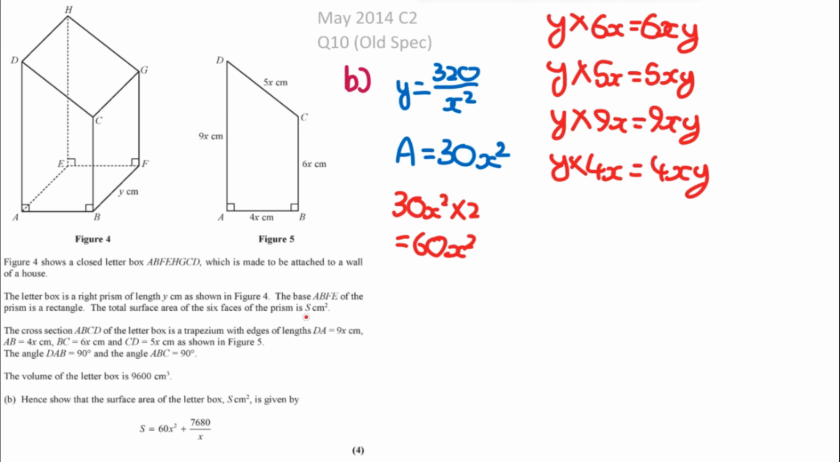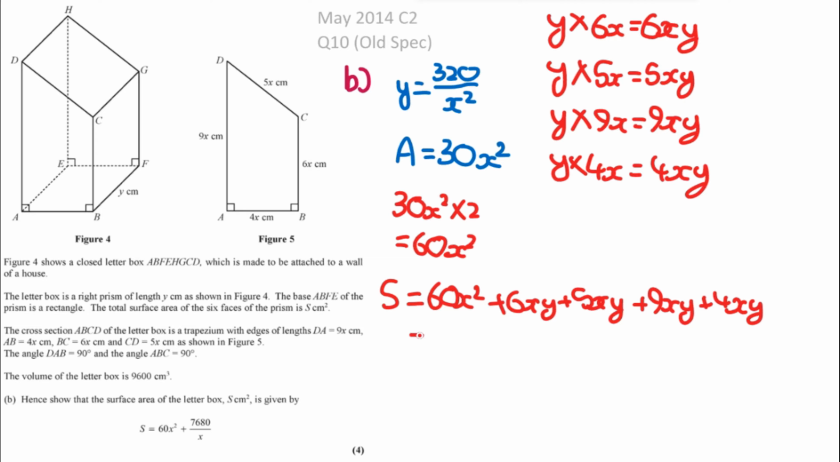And then the surface area, which is called S, is going to be all of these sides added together. It's going to be 60x squared, because of the two trapeziums, plus 6xy plus 5xy plus 9xy plus 4xy. We can simplify this by adding all the xy terms together, which is going to be 6 plus 5, which is 11, plus 9 is 20, plus 4 is 24, so plus 24xy.